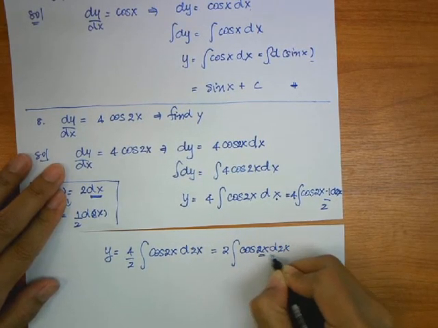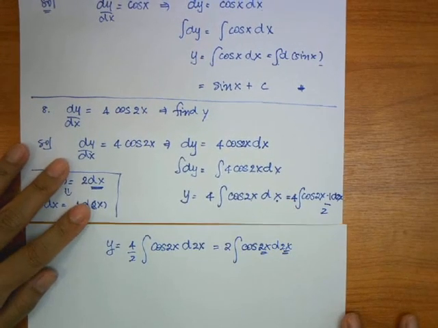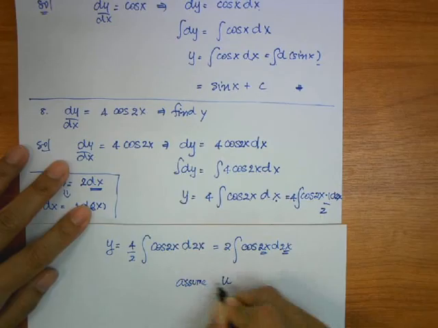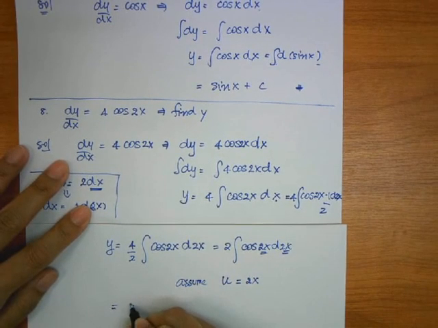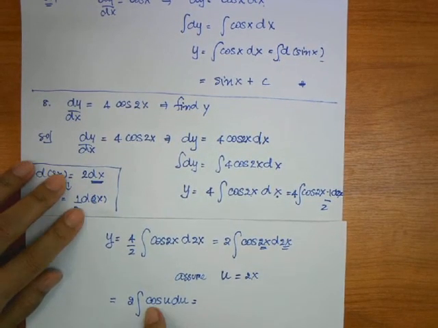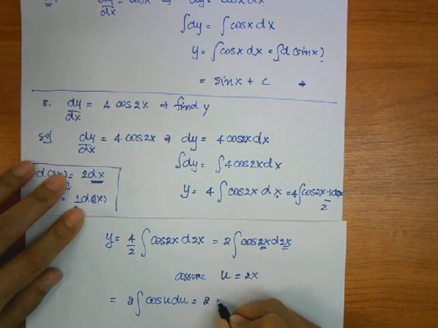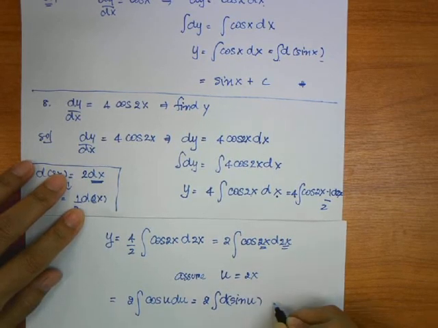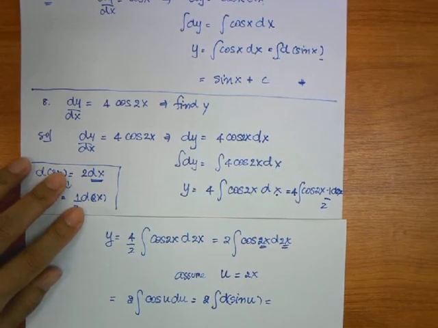Now this 2x is just exactly the same. What if I assume u is equal to 2x? I would get 2 integral cos u du. Because you know that cos u du is equal to d sine u. So integral d sine u equals sine u.